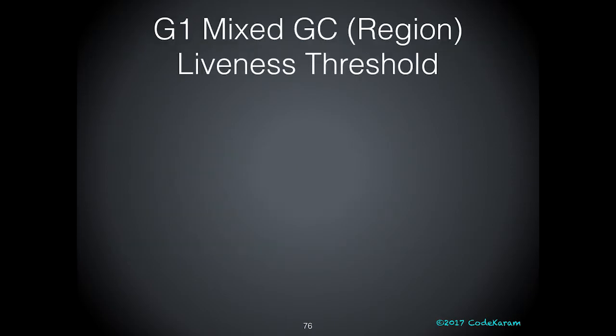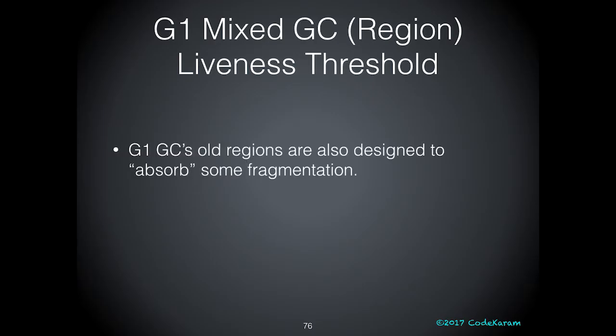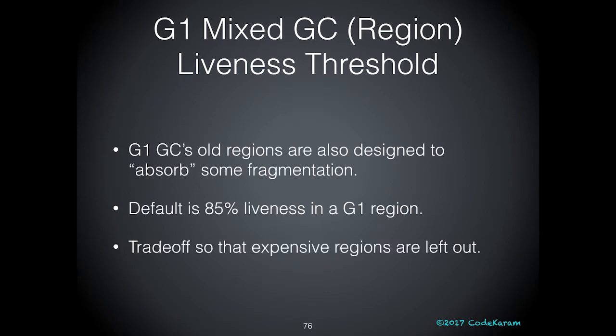collections. There's also, we spoke about the G1 mixed GC liveness threshold, right? That is when each region, if it's more expensive than this threshold, it's not included in collections, right? So again, the default here is 85%. And again, the trade-off is so that that expensive region is not included in any collection.